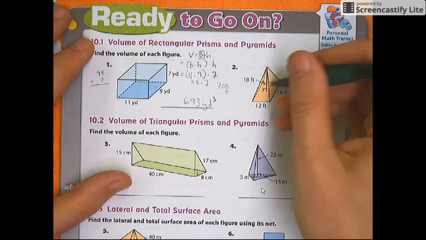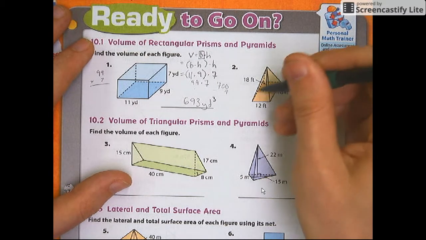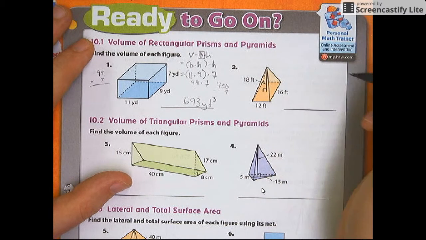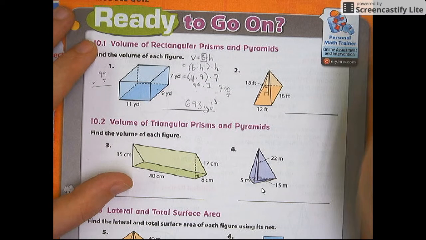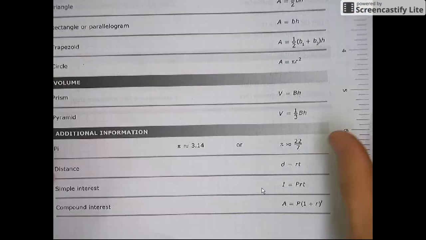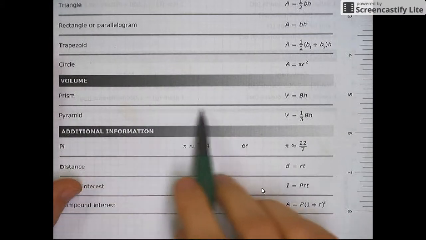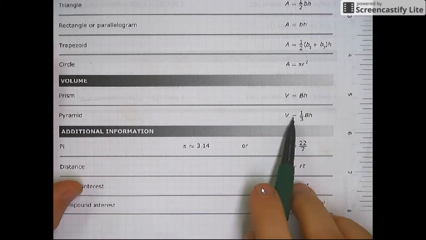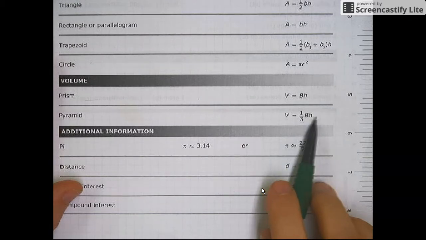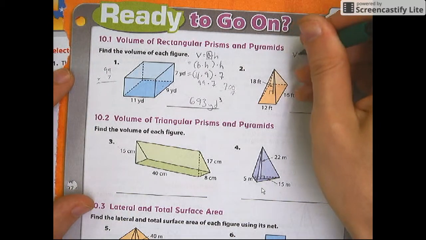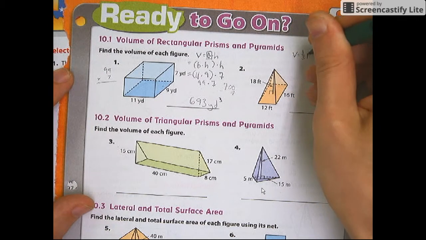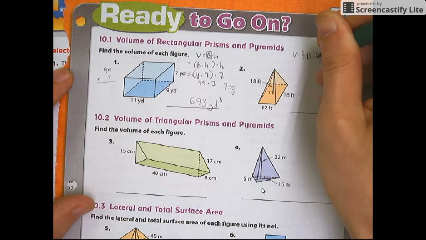On number 2, I have a rectangular pyramid. So if I look at my formula for the volume of a pyramid on my star chart, it tells me volume is 1/3 of the area of the base times height. All right, I'm going to write that up here then. Volume equals 1/3 of the area of the base times the height.